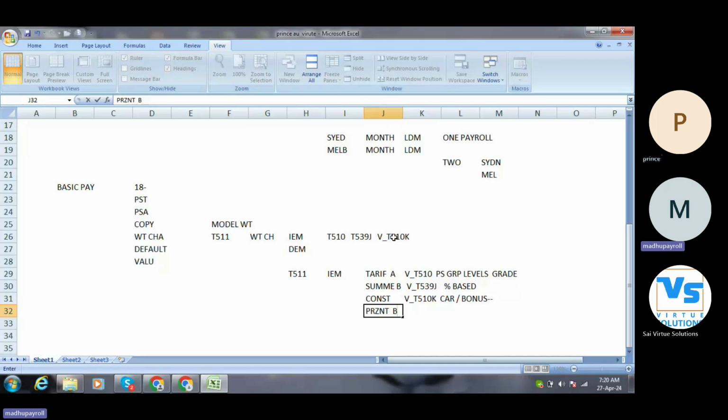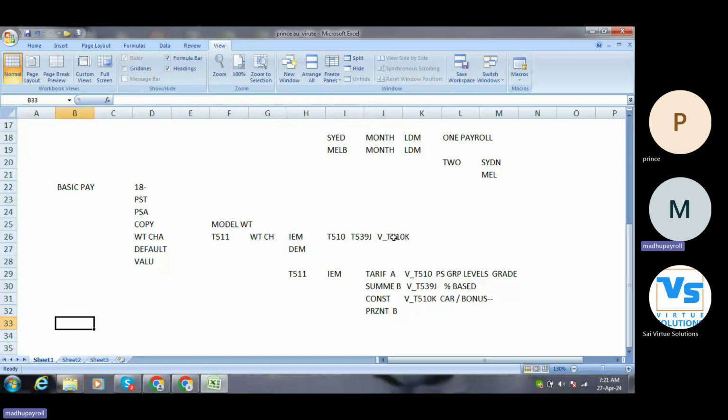Say for example, travel allowance. Assume that travel allowance is 10% on basic pay or 5% on city allowance. In such cases, PRZ and TB will be used, and rather than that we can take some as well. You need not worry. This is the difference. The rest is the same. Whatever the copy process, everything is the same.